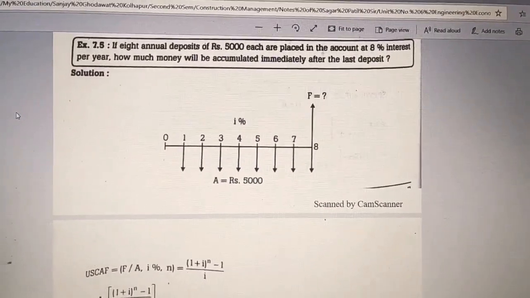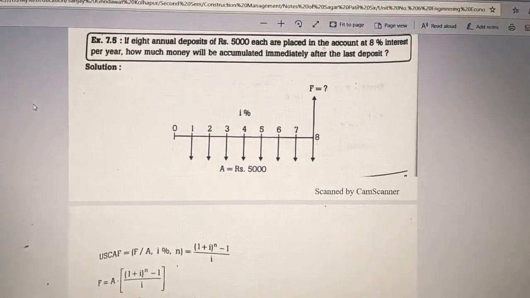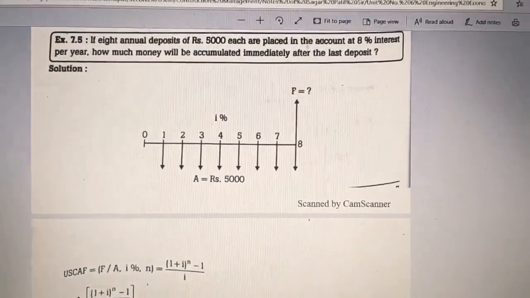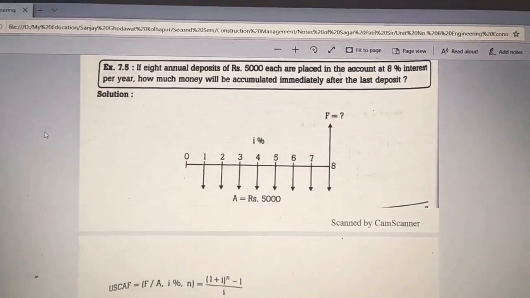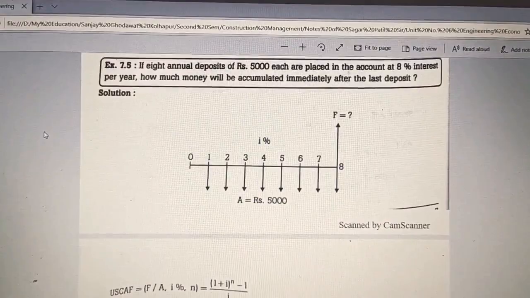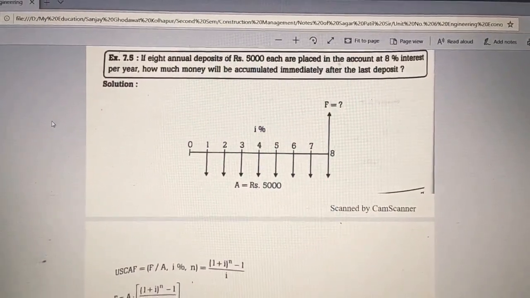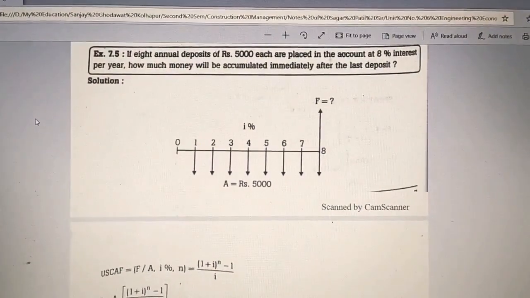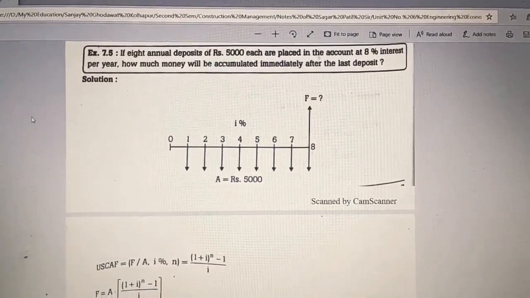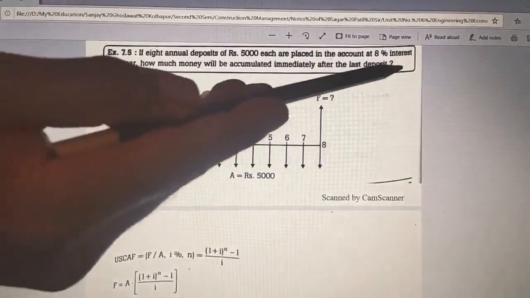But here the value, this 5,000, is given per year because of many reasons. The savings of one person XYZ per year is only 5,000 rupees. So that 5,000 rupees he is going to invest in various stages. That means the first year 5,000 rupees, second year 5,000 rupees, third year 5,000 rupees, like that it continues up to 8 years. But for all these 8 years the interest rate is the same, that is 8%.